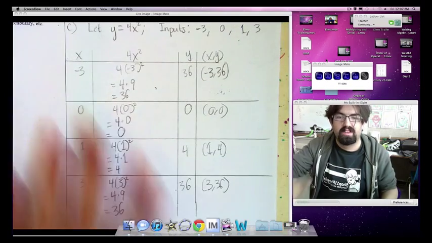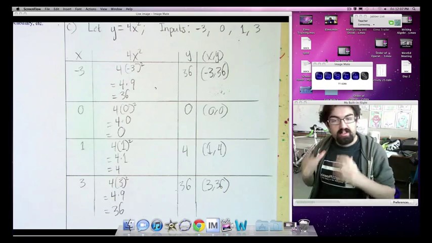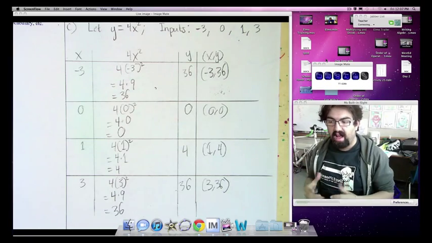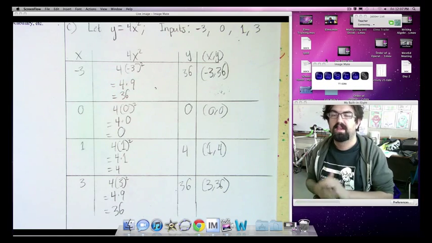So that's us setting up a table. This is a lot to take in at one time, but it's a very neat, organized way of doing a lot of things at one time. That's what we want to do.